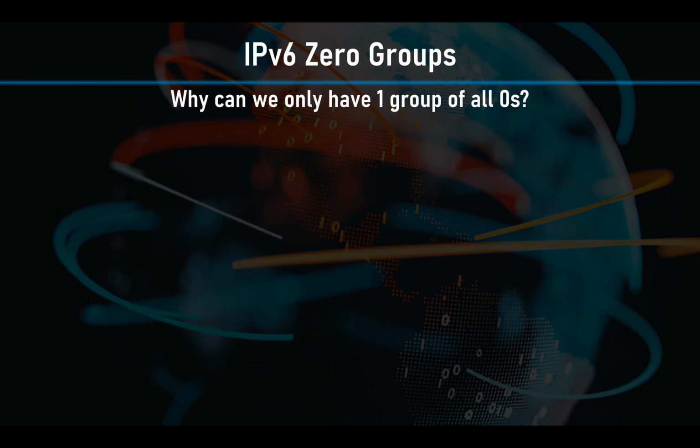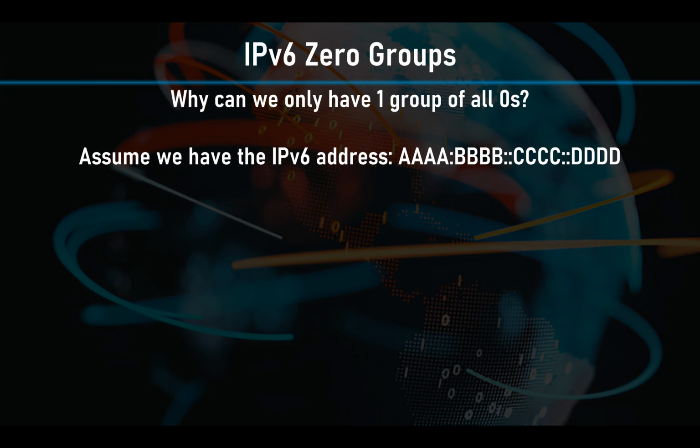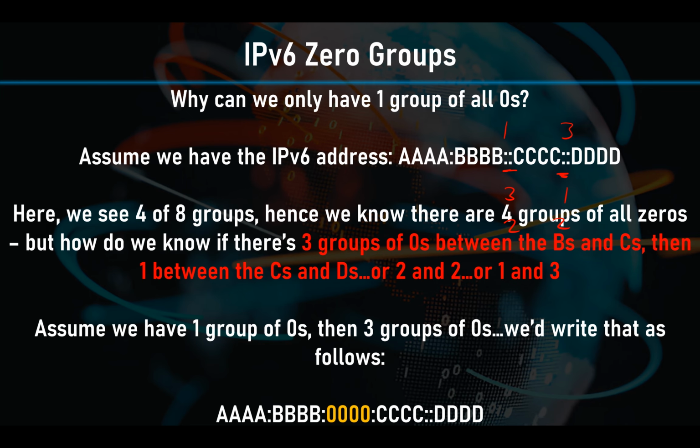So let's think, why can we only have 1 group of all zeros? Let's assume we have this IP address. Here this is going to be zeros, this is going to be zeros. But the problem is, how do we know if there's 1 group of all zeros here and 3 groups of all zeros here? Or there could be 3 groups of zeros here and 1 group of zeros there, or there could be 2 and 2. So if we have multiple groups of all zeros, then we don't know how many zeros are in the first group and how many are in the next groups. I guess that's really what that's saying.